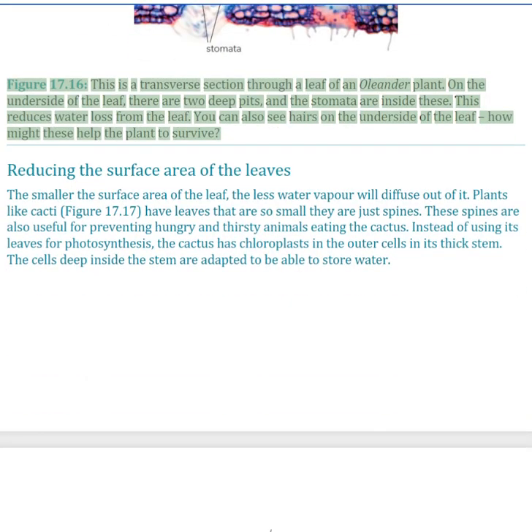Figure 17.16: this is a transverse section through a leaf of an oleander plant. On the underside of the leaf, there are two deep pits, and the stomata are inside these. This reduces water loss from the leaf. You can also see hairs on the underside of the leaf. How might these help the plant to survive?